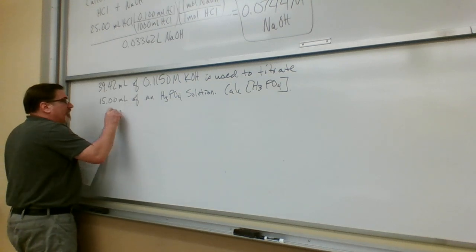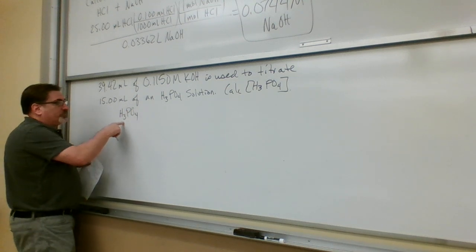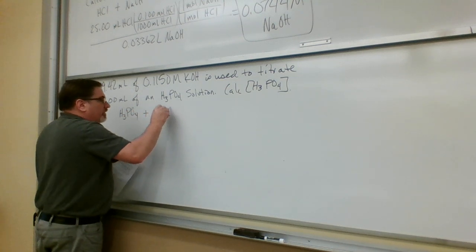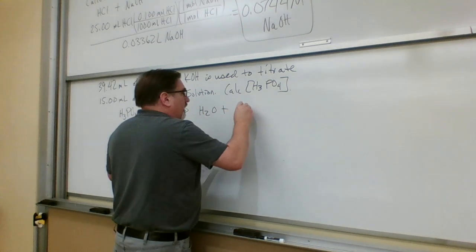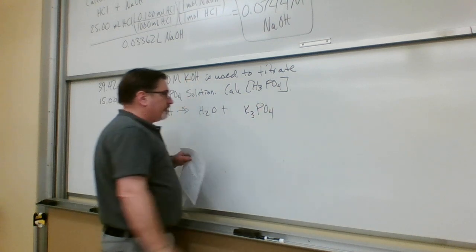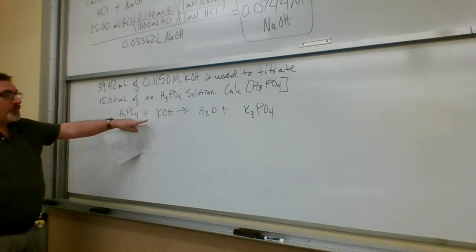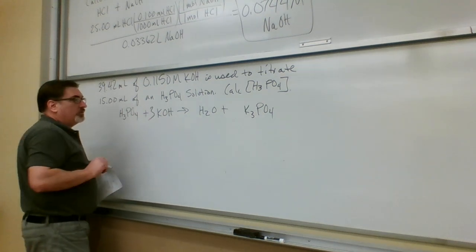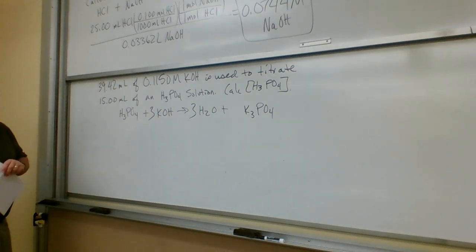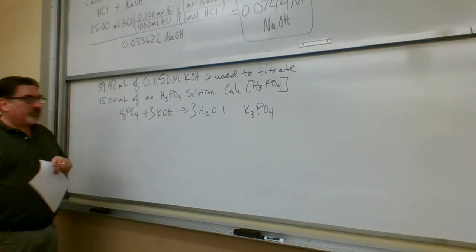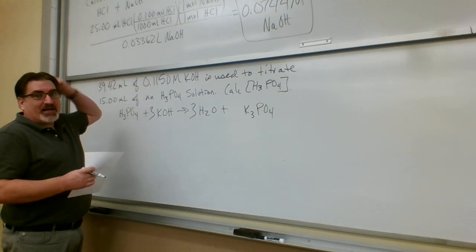So now we have H3PO4, which is a triprotic acid, plus KOH, making H2O plus K3PO4. Triprotic acid means we need 3 moles of base. That makes 3 waters and a K3PO4. So we have a balanced equation now, and we're ready to do the same kind of calculating that we did in the last example.